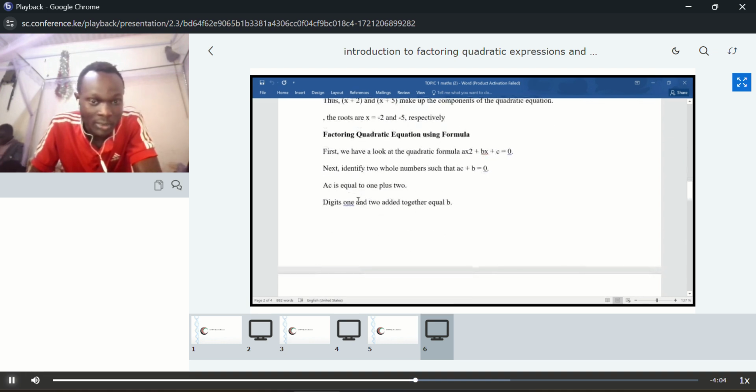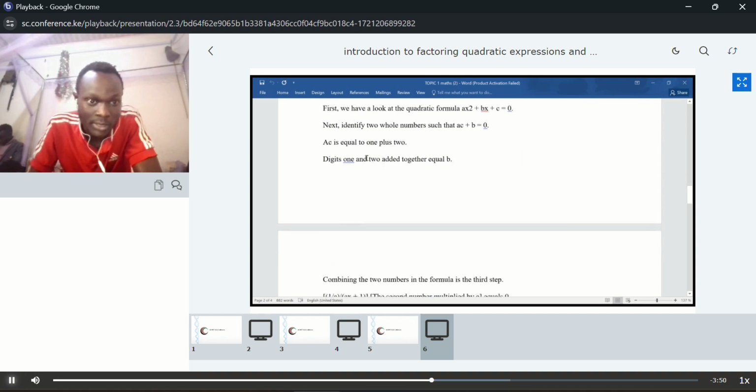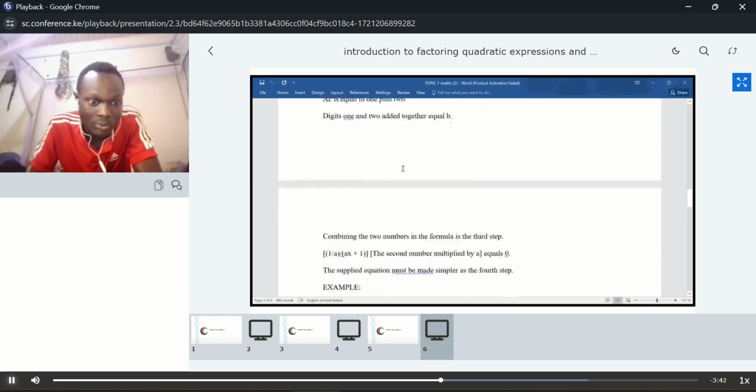Factoring the quadratic equation using a formula. First, we have a look at the quadratic equation ax squared plus bx plus c is equal to 0. We identify two whole numbers such that their product is equal to ac and their sum is equal to b.